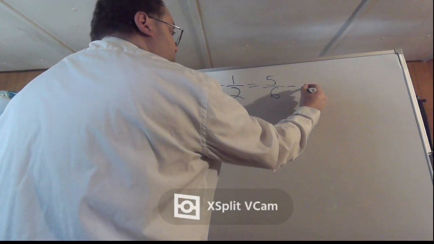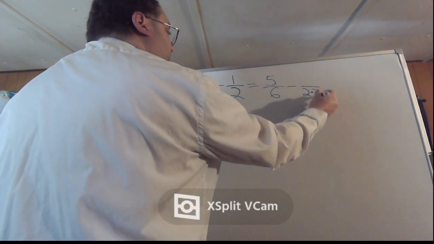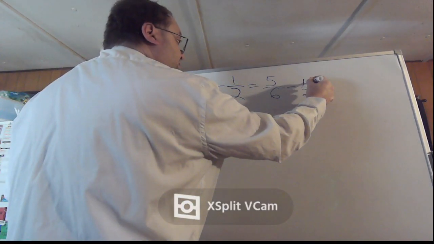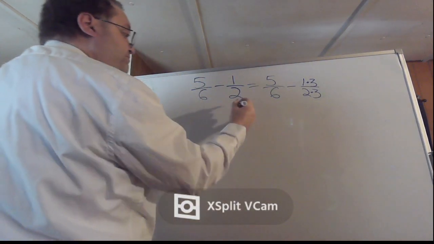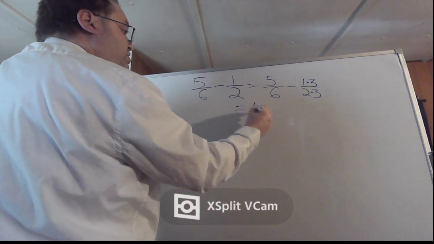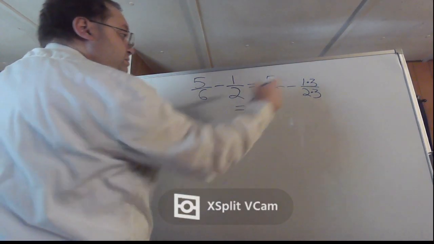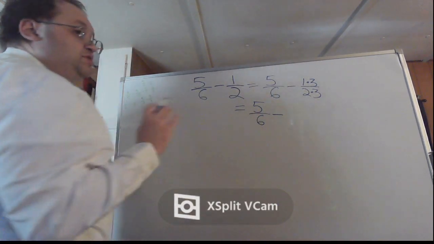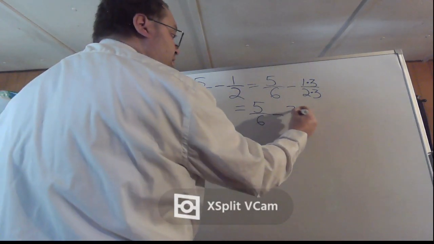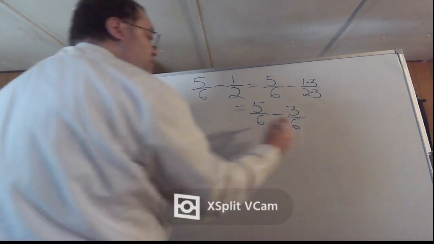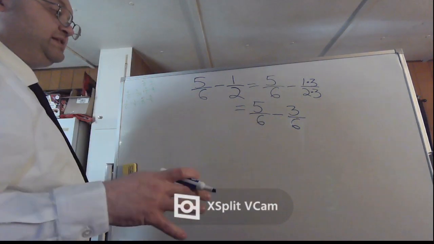So you'll have 2 times 3 for your denominator. Then you have to do the same to the numerator. You'll have 1 times 3 for your numerator. So you work through with the multiplication. 5/6 stays the way it is. Work through your multiplication. 1 times 3 is 3. 2 times 3 is 6. So now you have 5/6 minus 3/6.